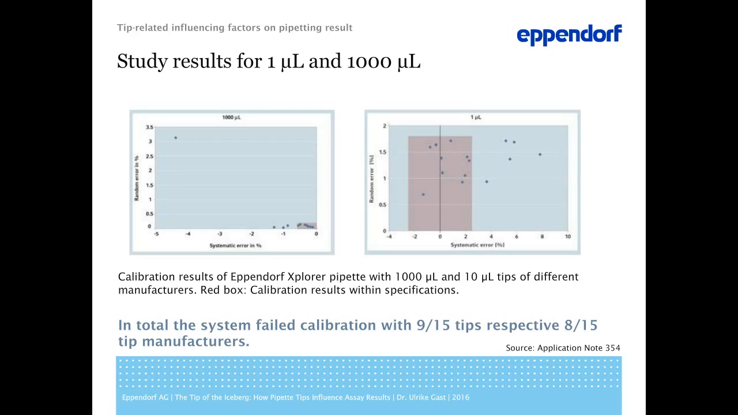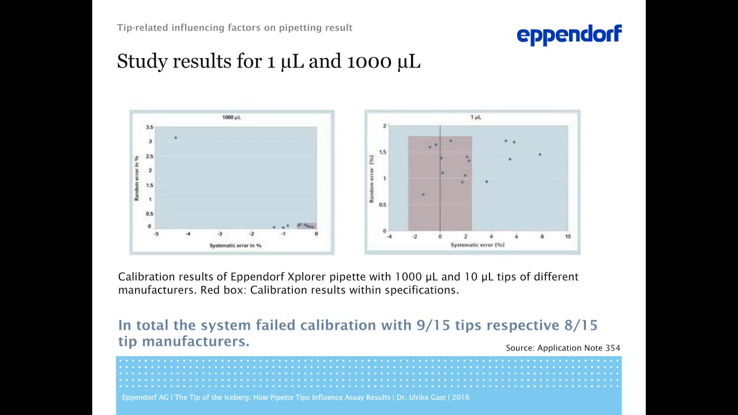The imprecision is shown on the y-axis, and the systematic error or inaccuracy is shown on the x-axis. All data points within the red area are calibration results within the manufacturer's pipette specifications. Now, with Eppendorf tips, the pipetting system was within these error tolerances. In total, the system failed the calibration with 8 of 15 tip manufacturers.